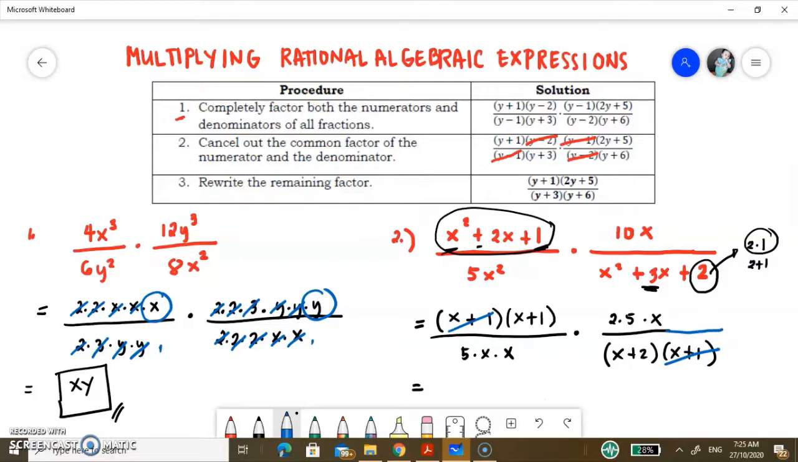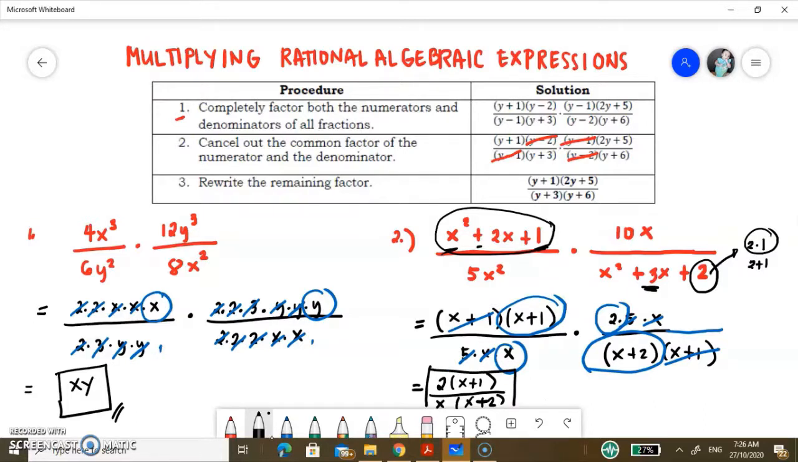And then, you have 5 divided by 5. Then, x divided by x. Okay? So, ito yung natira. Yan yung natira. Okay, just have to rewrite it. Rewrite natin siya. So, that would be 2 times x plus 1 over x times x plus 2. Okay? So, this would be our final answer. Di na yan masisimplify. Okay?